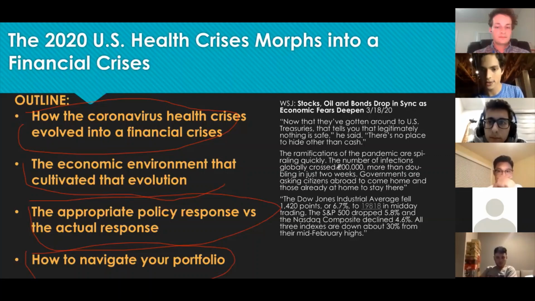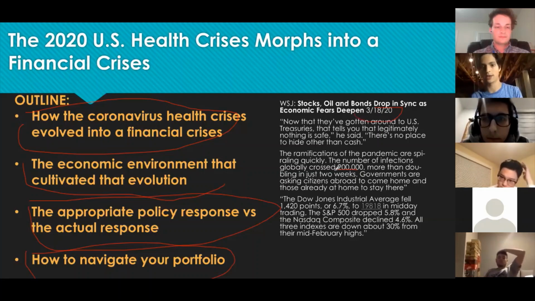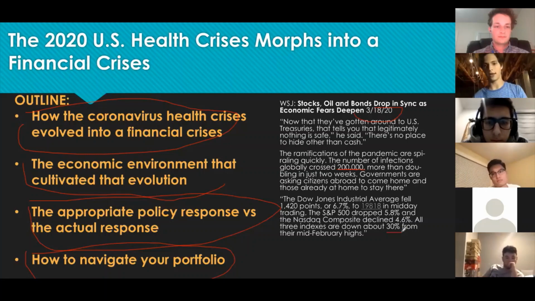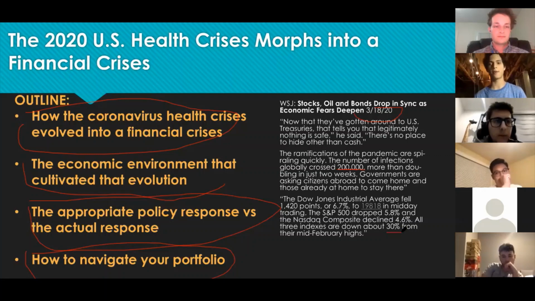Just some quick numbers. These are out of date. It's more over 300,000 now, but as of March 18th, so this was just last week, there were 200,000 infections globally. I think now it's 300,000, something like that, 320,000. The S&P 500 dropped, now it's over 30%, but again, at this date, it was over 30%. So those are kind of the big things. There's a big virus. A lot of people are infected. It's spreading quick, and financial markets are crashing.